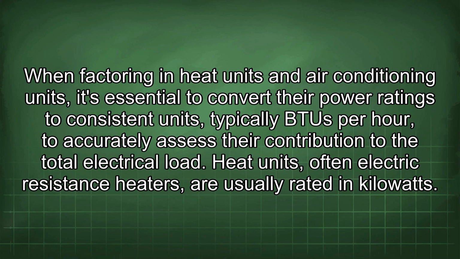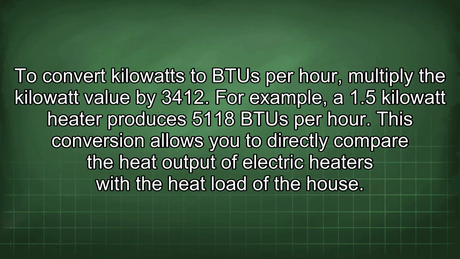Heat units, often electric resistance heaters, are usually rated in kilowatts. To convert kilowatts to BTU per hour, multiply the kilowatt value by 3412. For example, a 1.5 kilowatt heater produces 5118 BTU per hour. This conversion allows you to directly compare the heat output of electric heaters with the heat load of the house.